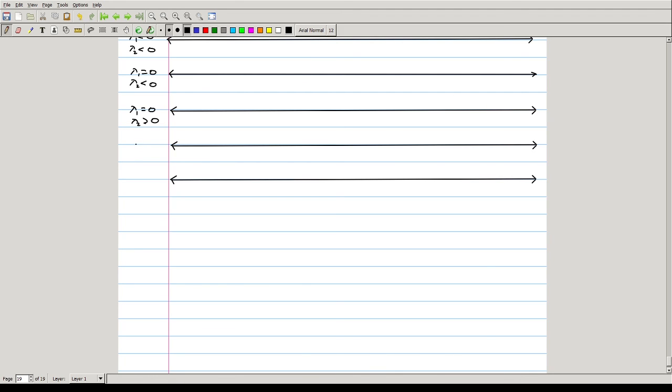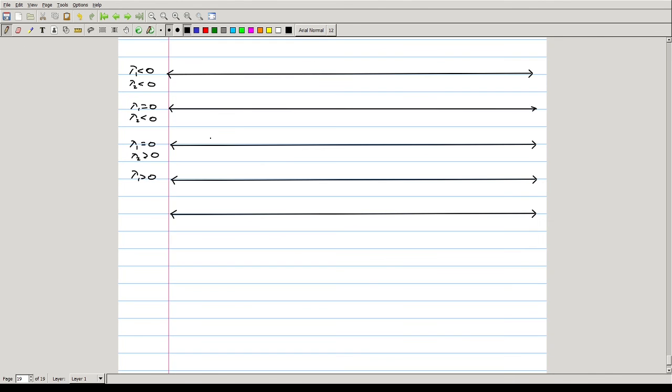And lastly, we have to look at when lambda 1 is positive and lambda 2 is negative, and when lambda 1 is positive and lambda 2 is positive. Oh, and I'm forgetting one. We also need to look at when lambda 1 is negative and lambda 2 is positive.